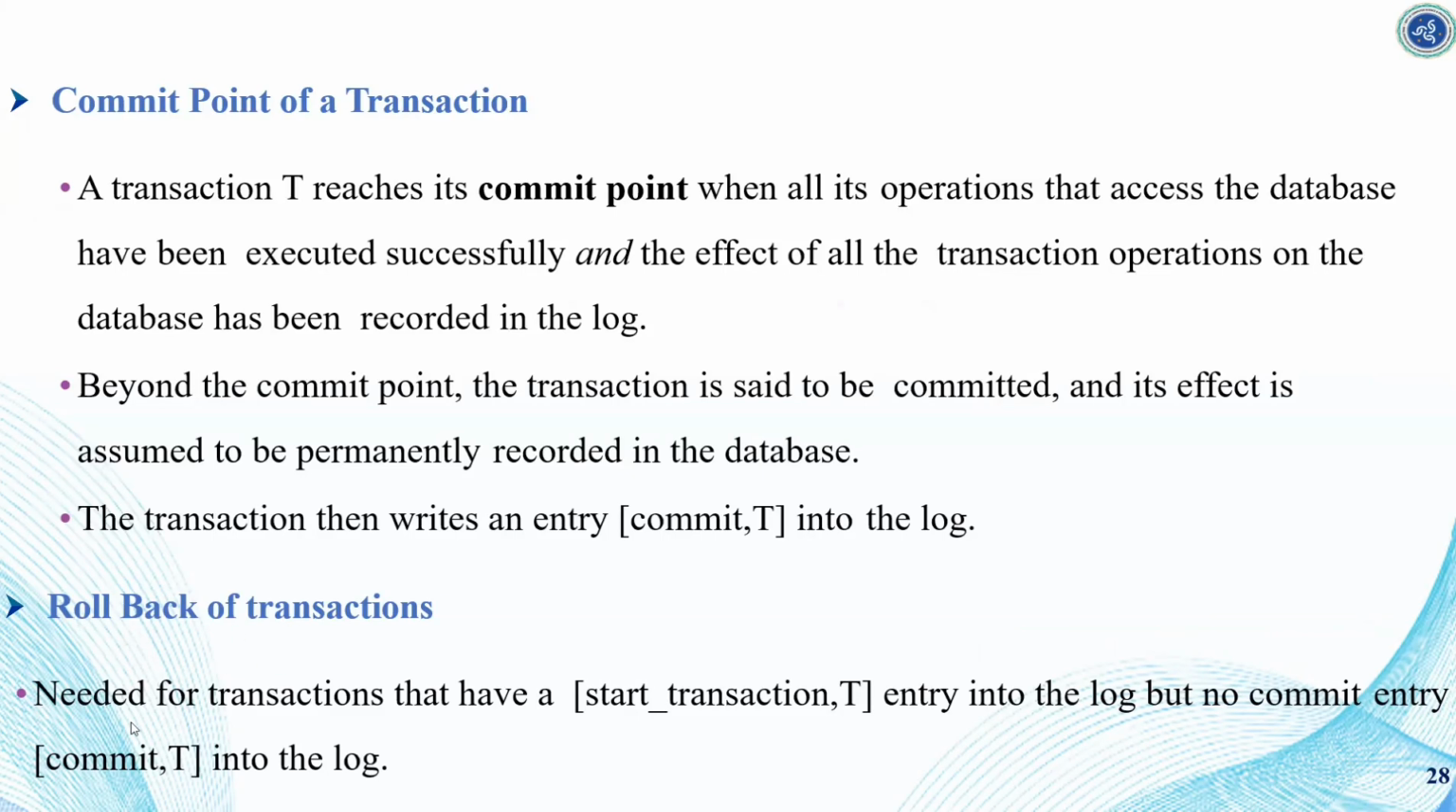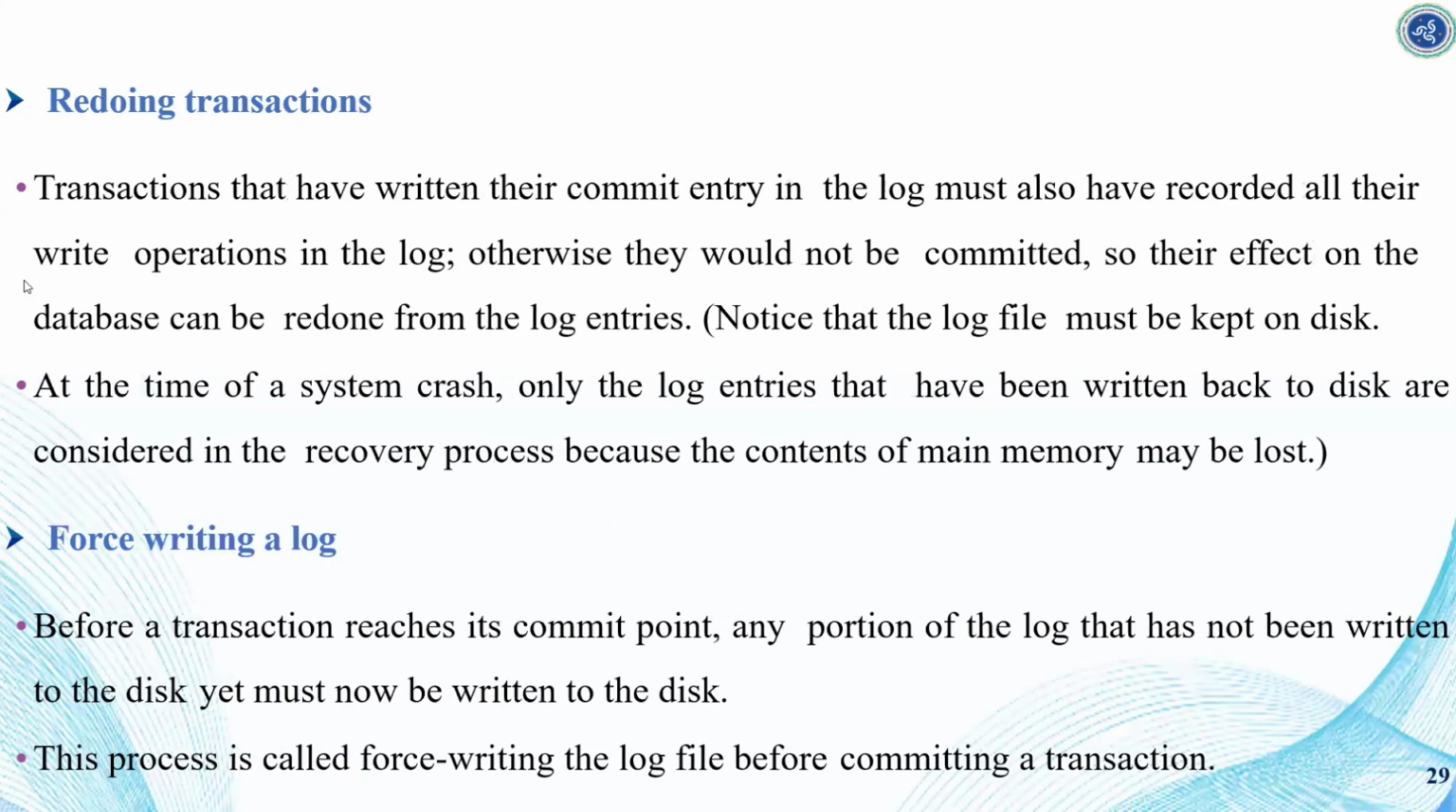So next, rollback. If a transaction has a start entry in the log but no commit entry, that is, the transaction has started but the commit transaction log entry did not come, then we need to roll back all the transactions.